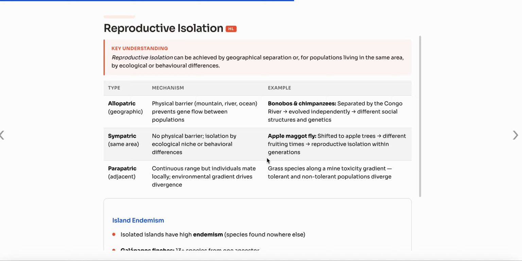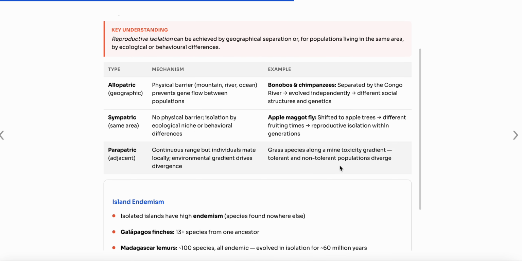Another thing is parapatric isolation, where there is a continuous range but individuals mate locally. An environmental gradient drives divergence. It's like when you have a grass species along a mine toxicity gradient, the tolerant and non-tolerant populations diverge. This is again a very common example. Whenever there is an industrial area or something like that, in that area you will find variation in the species living there, because they are adapted to those conditions, and that's why they are surviving. So there is a high chance that you will see certain varieties in them, which were earlier not present.